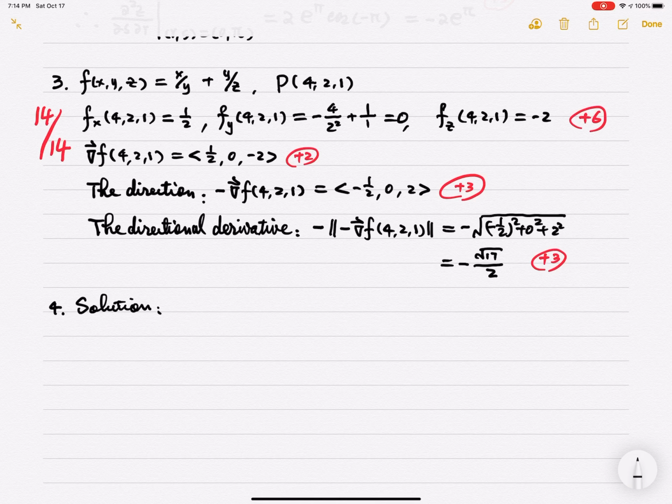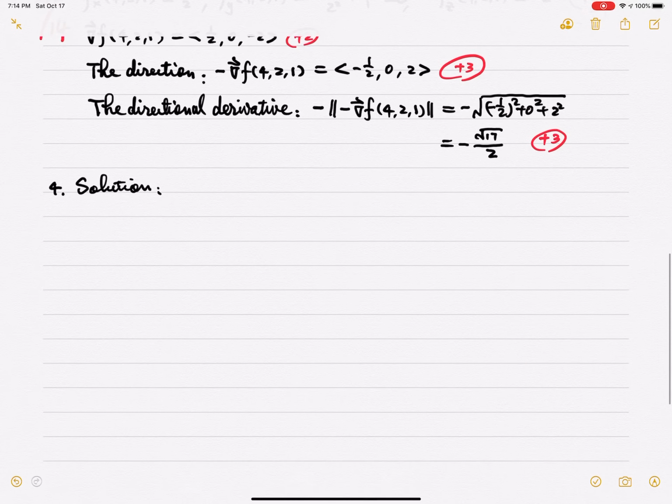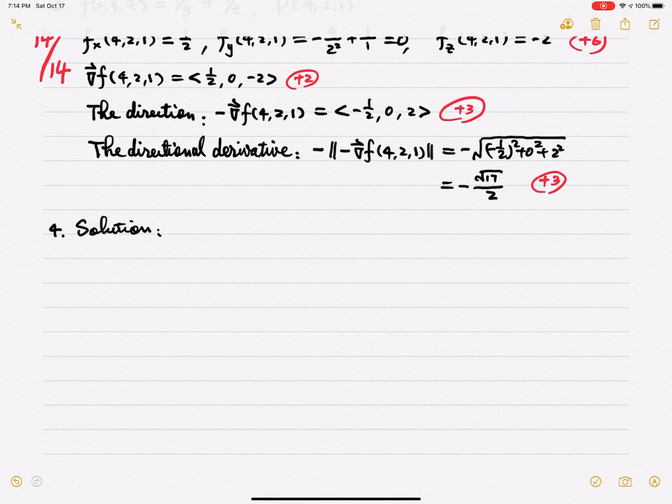We need to find a point on the cone which is the closest to the point (0, 2, 4). Okay, so we just put it like this. We set up the optimization problem. We need to minimize f(x, y, z), and you need to know which one you're minimizing.